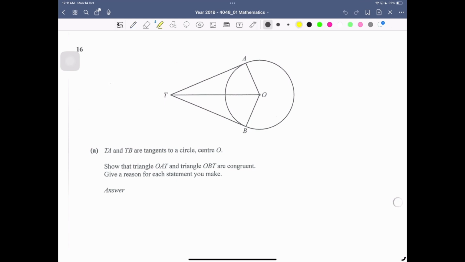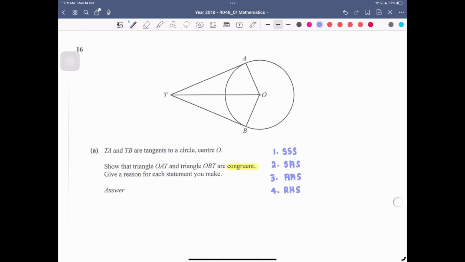Now, to prove that they are congruent, let's revise the 4 congruency tests. Usually we list out the congruency tests and see which ones to eliminate and the final one that we use out of the 4. The 4 congruency tests: number 1 is the SSS test, side side side. Number 2 is side angle side. Number 3 is angle angle side. And number 4 is right angle hypotenuse side.